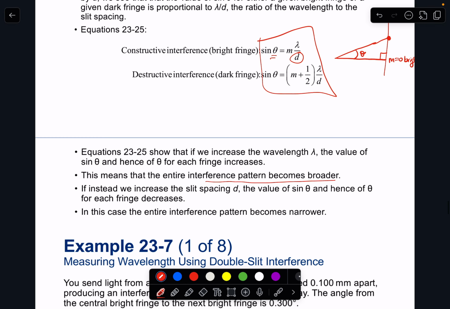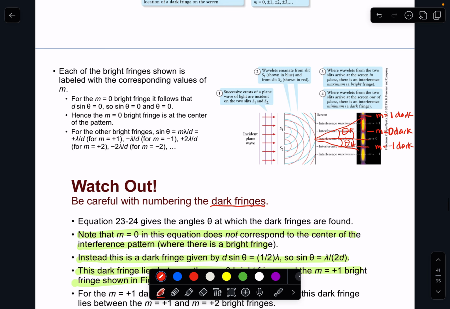So now what if the slit spacing is increased? Well, it's inversely proportional to the angle, right? So if you increase the slit spacing, then sine theta gets smaller and theta gets smaller. And then in that case, the entire interference pattern becomes narrower and sharper. Okay, so you don't have these big blurry bright spots, you have a much sharper bright spot.